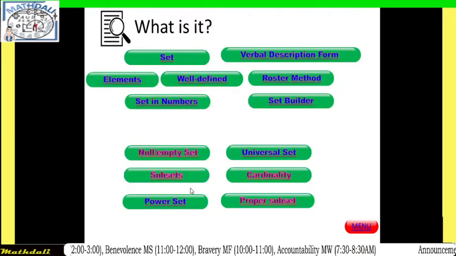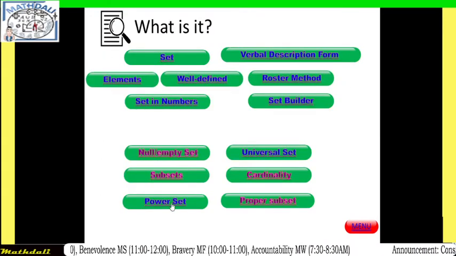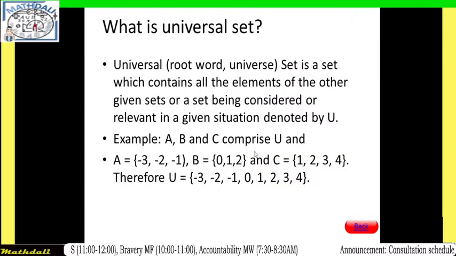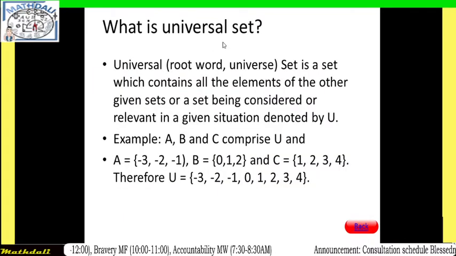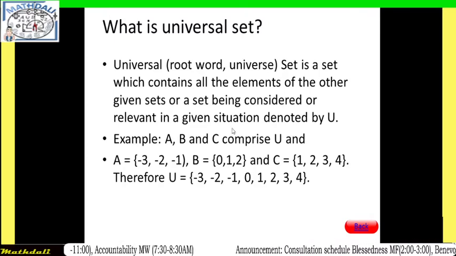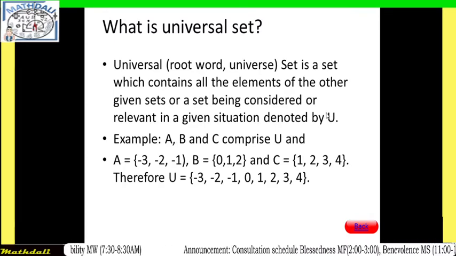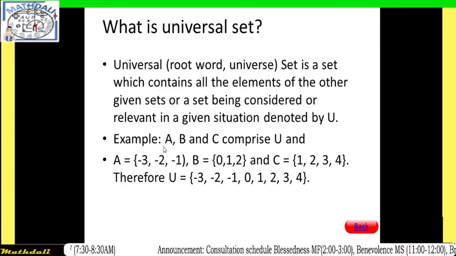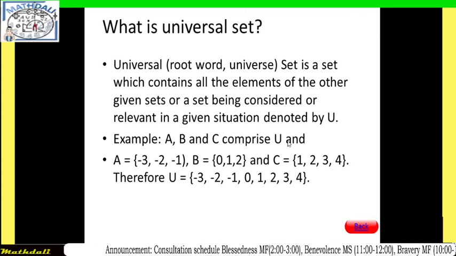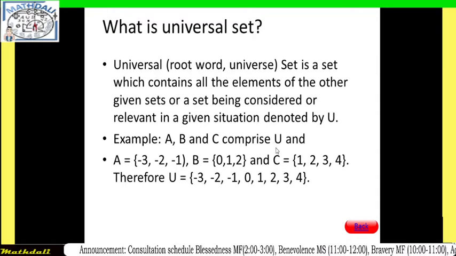Let us have the universal set. Okay, so what is the universal set? From the root word universe. So ayan yung ating symbol ng universal set. Para siyang U. Yan. Example natin, we have set A, set B, and set C. It comprise the universal set. Ito yung bumubuo sa universal set.